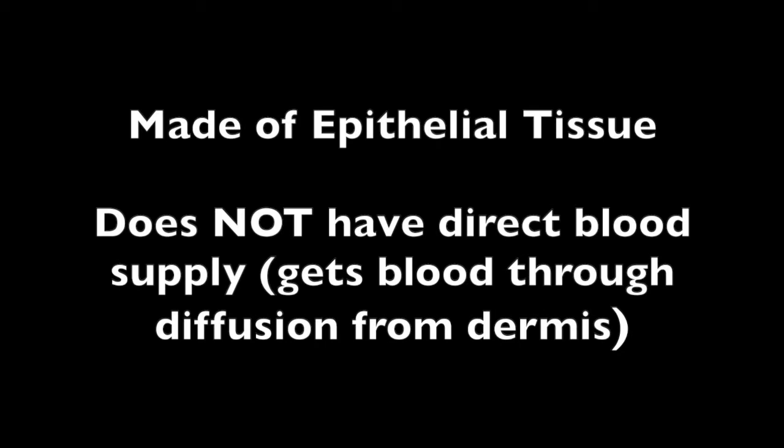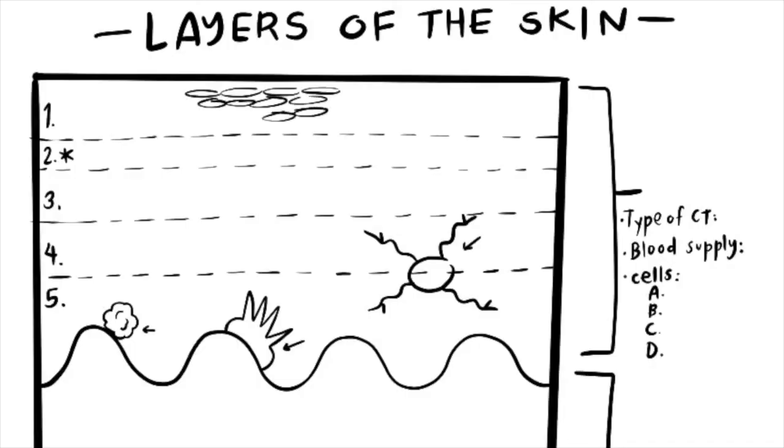The epidermis is made up of epithelial tissue. It does not have a direct blood supply, which causes the cells to die as they get closer to the surface of the skin and eventually slough off. We will talk about the certain layers of the skin that get nutrients, oxygen, and blood through diffusion of the dermis. Let's start off with looking at the top layer, the stratum corneum.